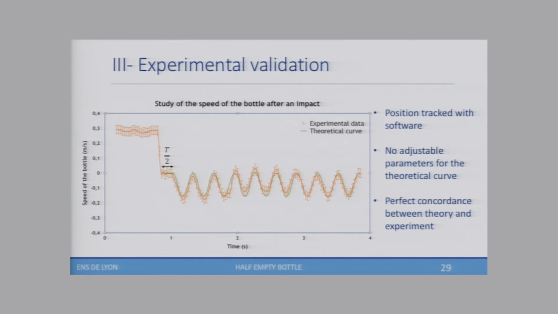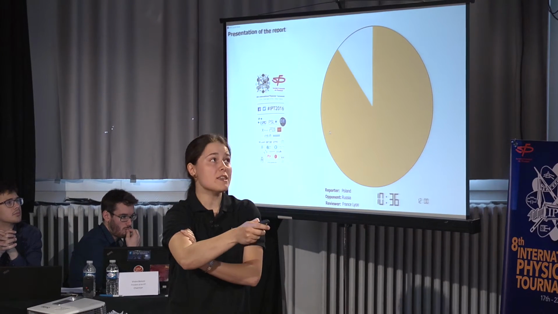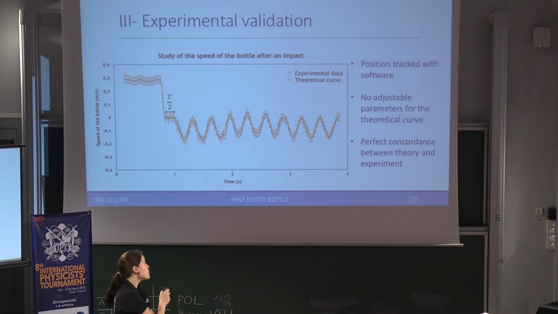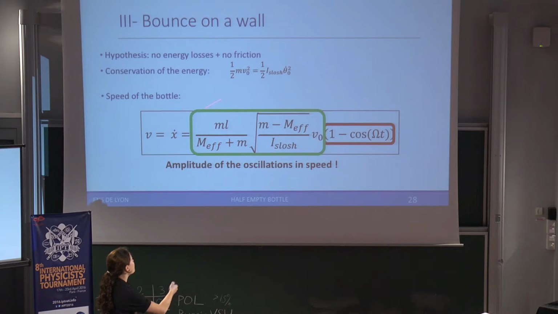So now I want to validate experimentally this theory. And so here in orange, you have our experimental data when we tracked the position with the software. And so here you can see the approach of the bottle with a constant speed, then the impact on the wall, then there is half a period when the bottle is on the wall for the rise of the fluid, and then it gets off the wall and it oscillates. And in green, you can see our theoretical curve. So it's not a fit of our data, it's a theoretical curve when we use this formula.